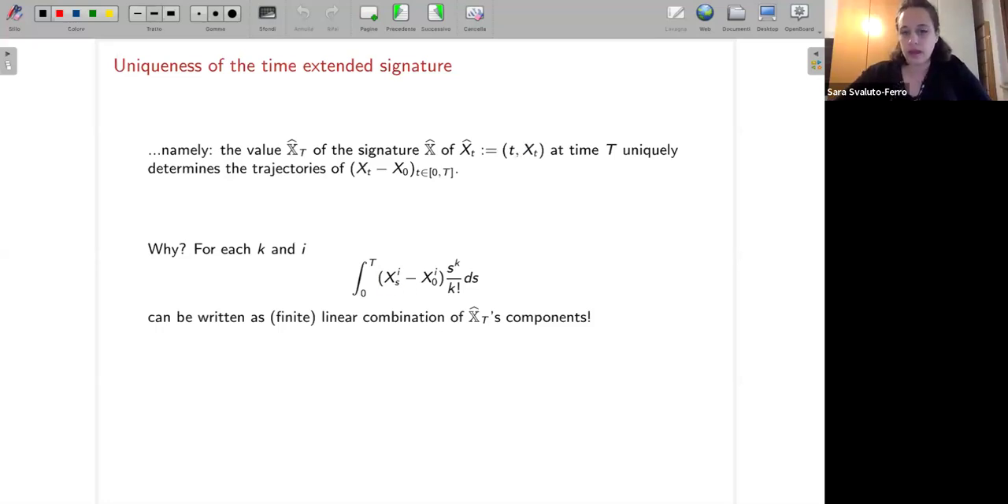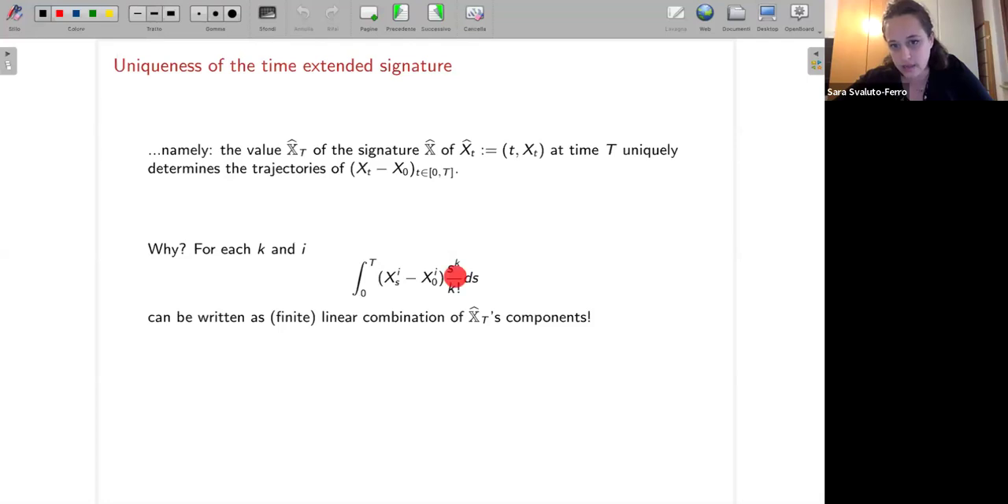Xs minus X0 times S is the level 1 signature. This is a multiplication of 2 elements of the signature. So we get again a linear combination of the signature, and then we integrate. So we go 1 level higher in the signature, which means that this type of term here is a linear combination of the signature. But now, what do we have?